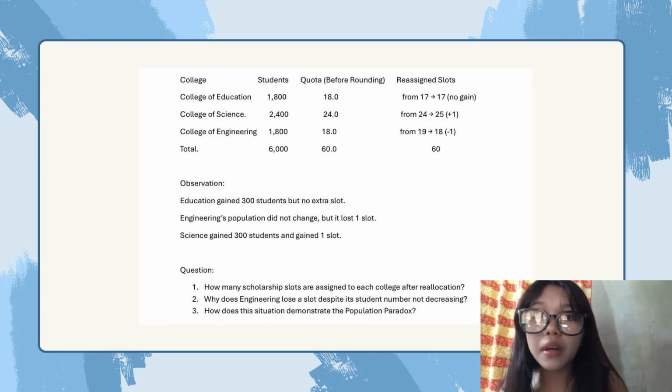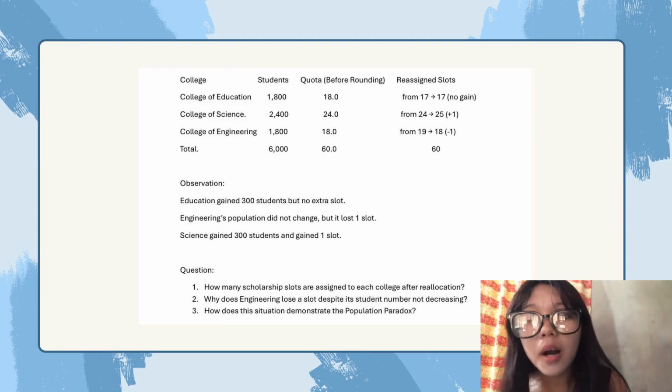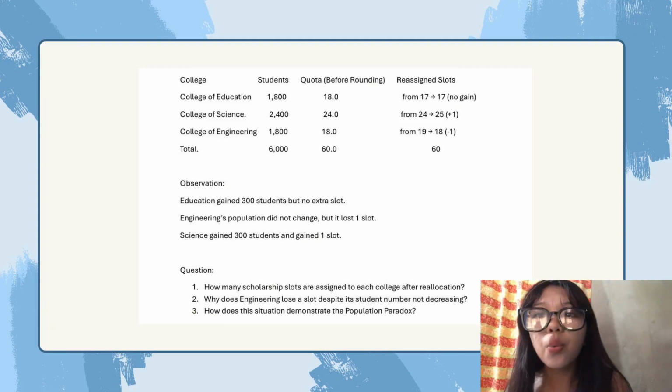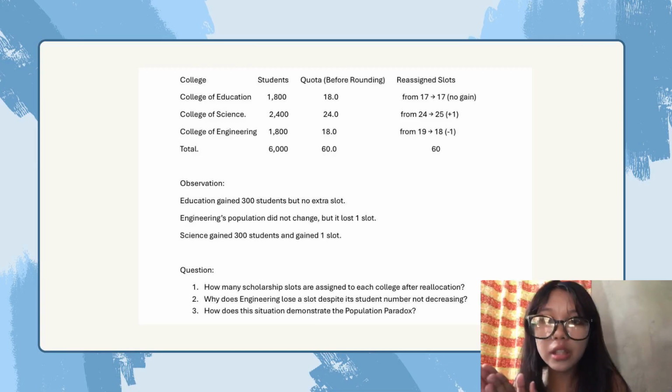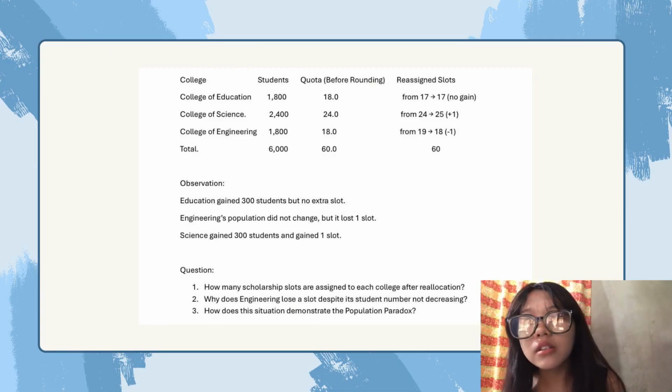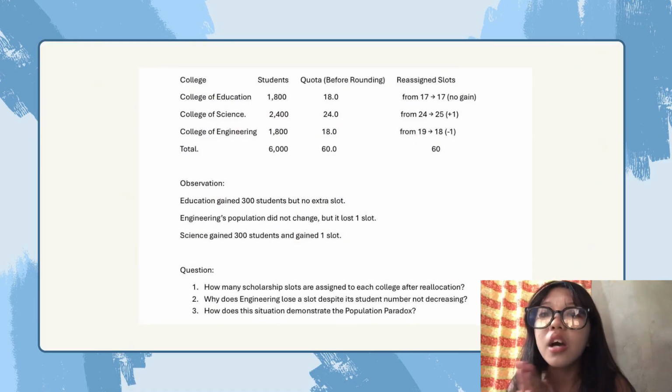The reason is because allocation is based on the proportion. Since education and science both increased, the share of engineering became smaller, so one slot was taken away from engineering. And this led us to the population paradox. The paradox happened when a college gains students but does not gain a slot, another college stays the same but loses a slot.